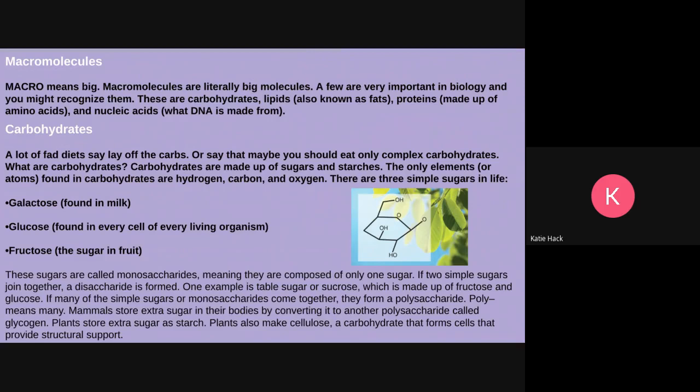If you get 2 simple sugars and join them together, then you have a disaccharide. Now, once you get multiple sugars put together, then you get a polysaccharide. And poly just means many. So many sugars. Saccharide means sugar, okay? Now, mammals are going to store extra sugar in their bodies, and they will convert it into other polysaccharides called glycogen. Now, the glycogen is your storage for energy. Plants also make cellulose, and that is a carbohydrate that forms cells and provides structural support.